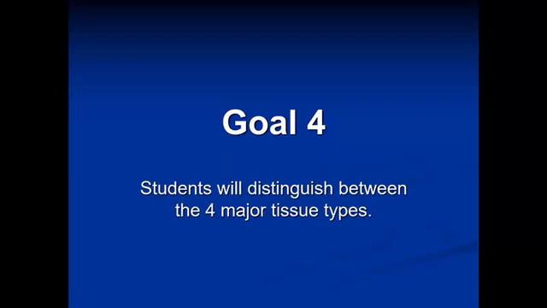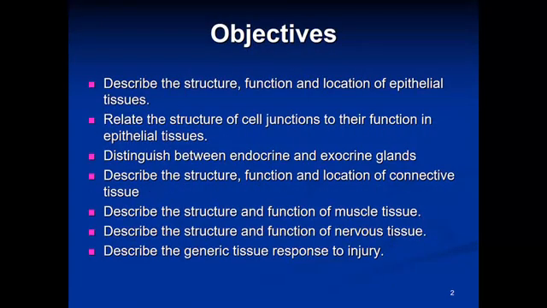This is goal 4. This is about the tissues. The objectives include describing the structure, function, and location of epithelial tissues, relating the structure of cell junctions to their functions in epithelial tissues, distinguishing between the endocrine and exocrine glands, describing the structure, function, and location of connective tissue, muscle tissue, and nervous tissue, and describing the generic tissue response to an injury.